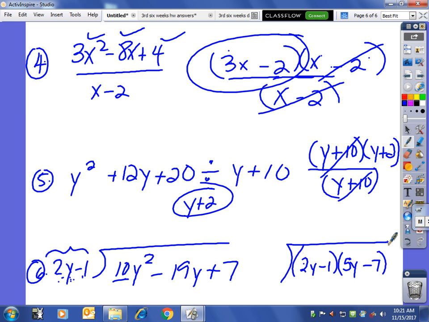So this is being divided by 2y minus 1, and I can cancel out common factors. What am I left with? 5y minus 7.